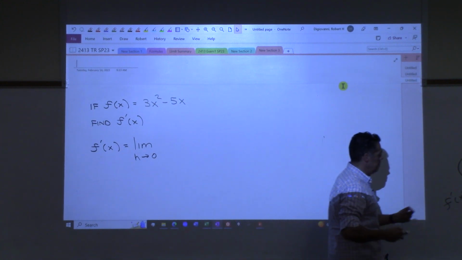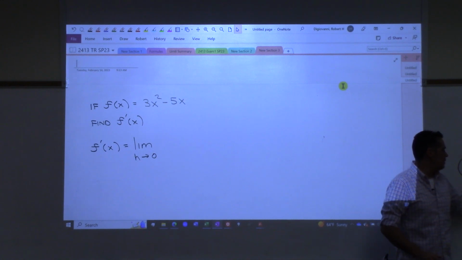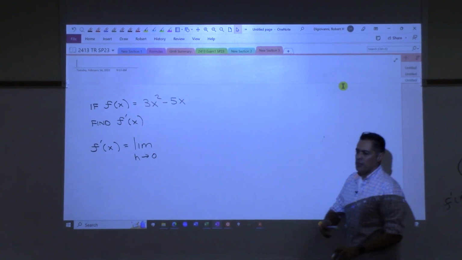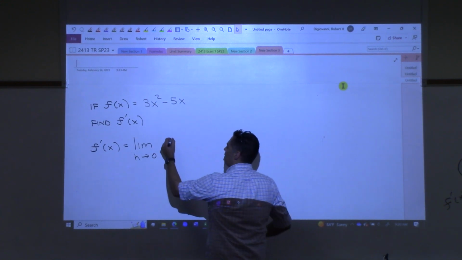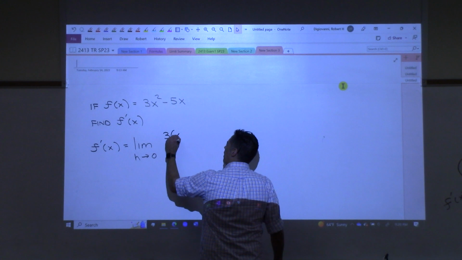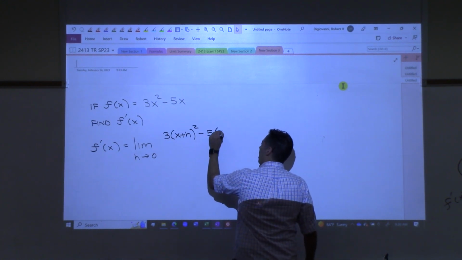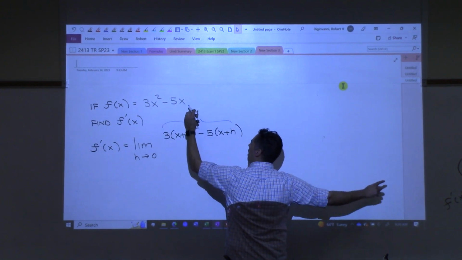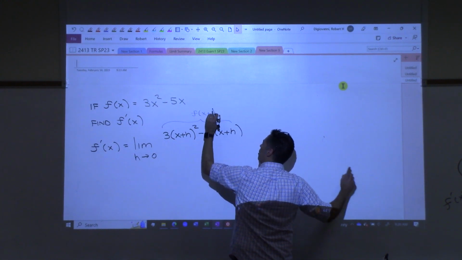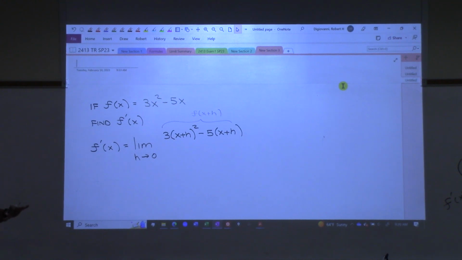The first thing I'm going to do, top left corner of this formula, is I need to plug x plus h into the function, right? Into this function, I'm going to replace all the x's with x plus h's. So let me write that down. 3. I have an x plus h that needs to be squared, minus the 5, and then the x plus h. So this right here, everything you see here, is the top left corner, f of x plus h. Do I have any questions on that? I mean, we've done this before, but I just want to make sure everyone's clear on what that is. Everyone's good?